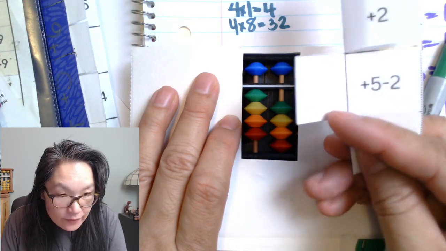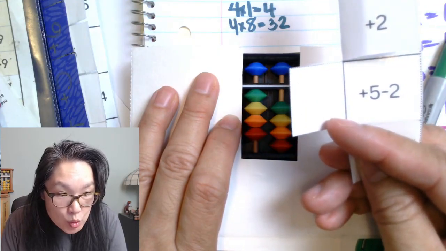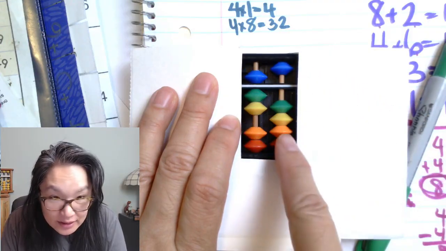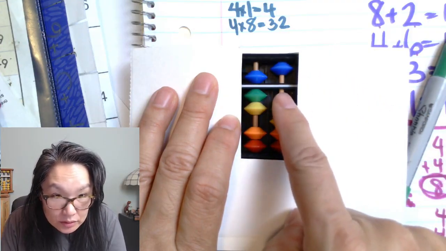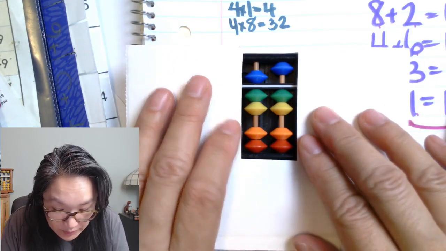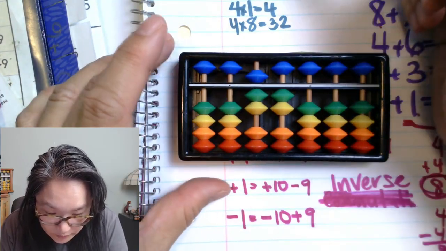Yes. Add the 3 is plus 5, minus 2. Yep. So add the 5, take away the 2. I still need to add the 2. So I'm going to add the 2. Now what do I do? Well, I'm done with 4.